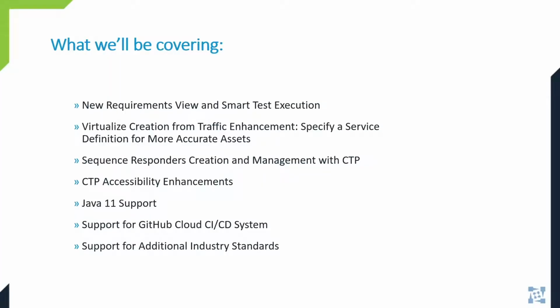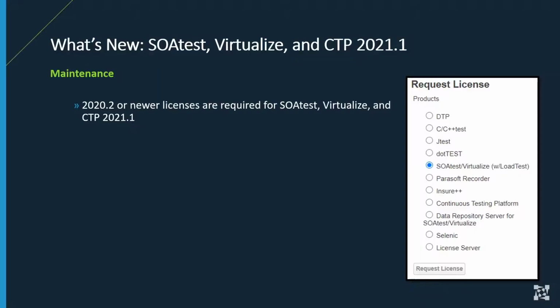In this video, we'll be covering 7 topics: new requirements view and smart test execution, virtualized creation from traffic enhancement, specifying a service definition file for more accurate assets, sequence responders creation and management with CTP, CTP accessibility enhancements, Java 11 support, support for GitHub Cloud CI/CD system, and support for additional industry standards. And we'll begin with a little bit of maintenance.